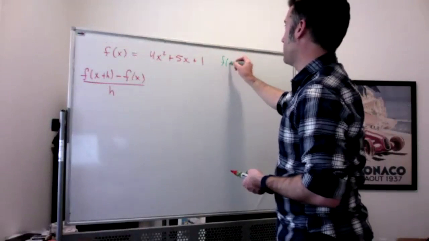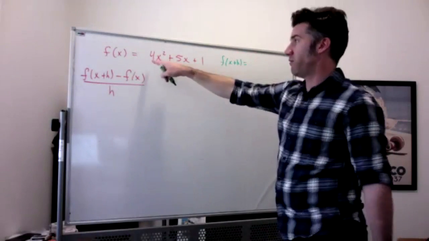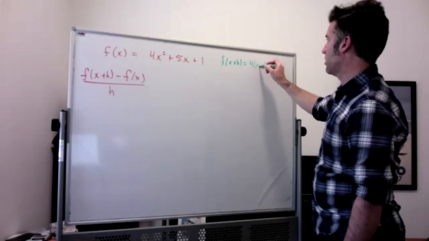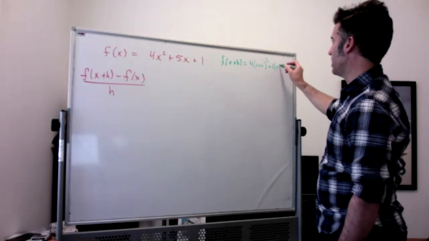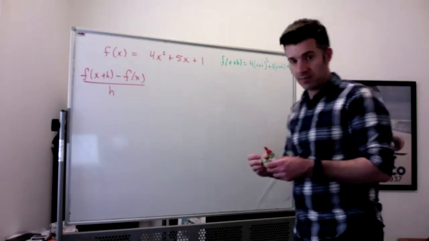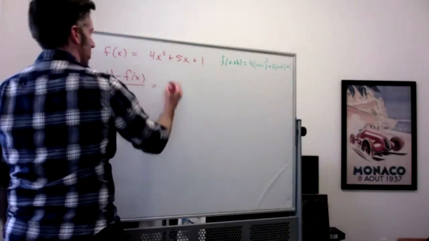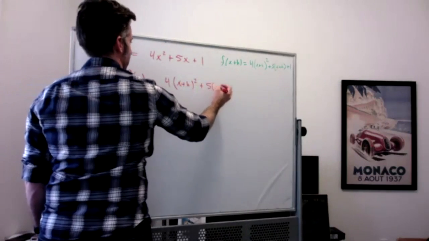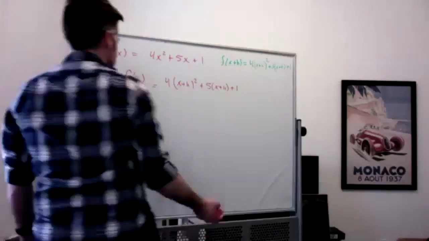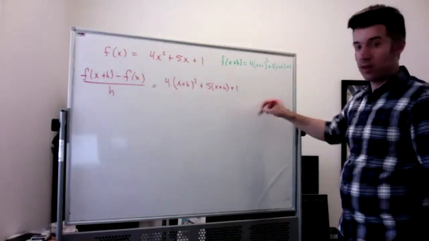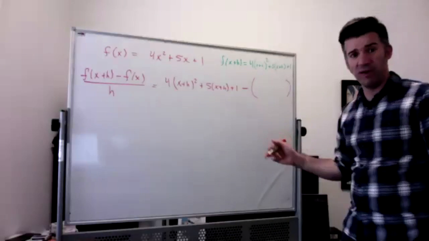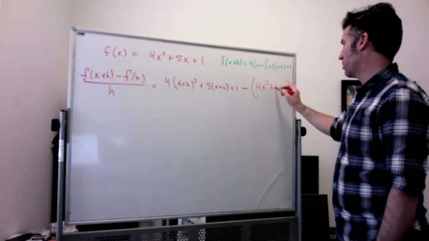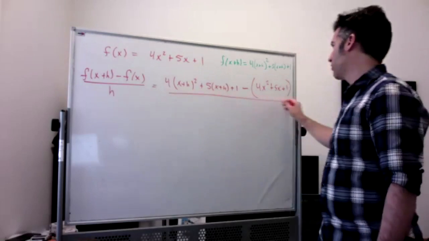f of x plus h is 4 times blank squared plus 5 times blank plus 1. It's 4 times x plus h squared plus 5 times x plus h plus 1. That's my f of x plus h, minus, and you do want parentheses so you remember to distribute the minus sign, minus your f of x, 4x squared plus 5x plus 1, all over h.